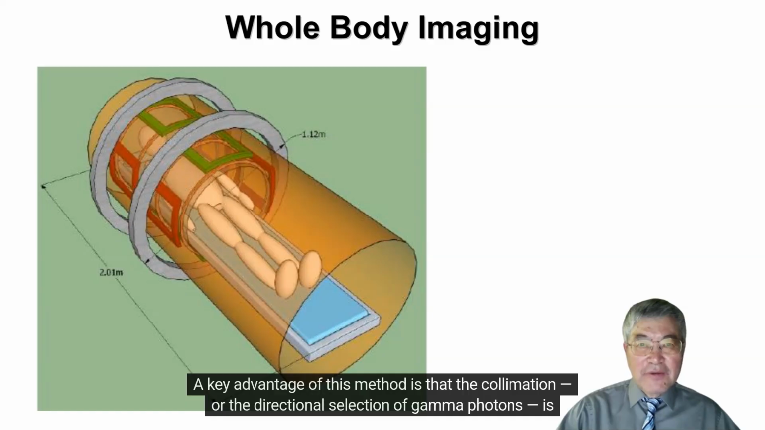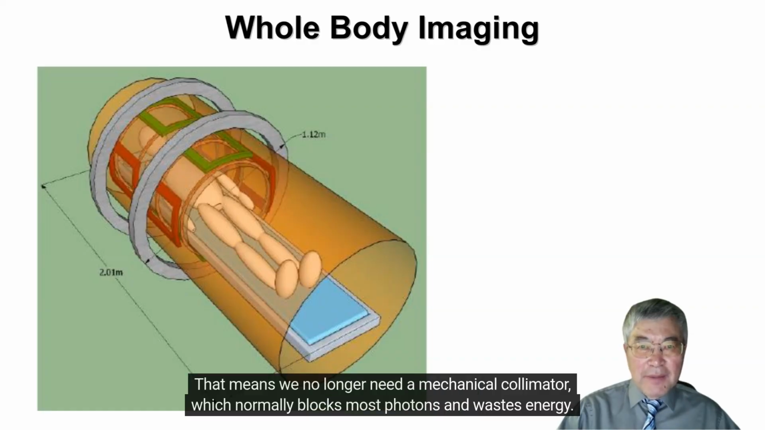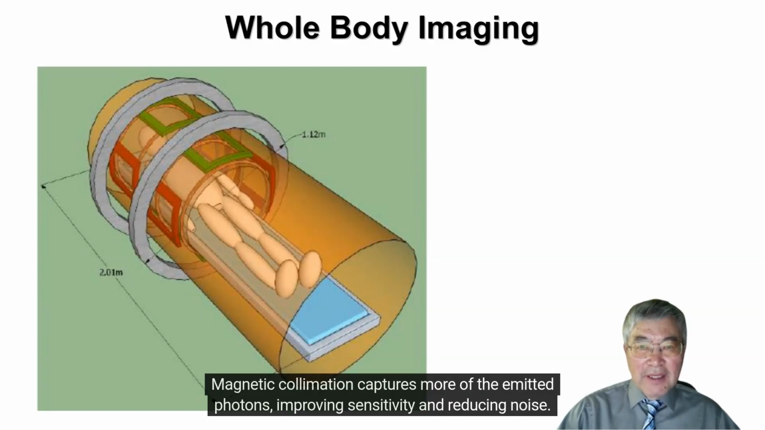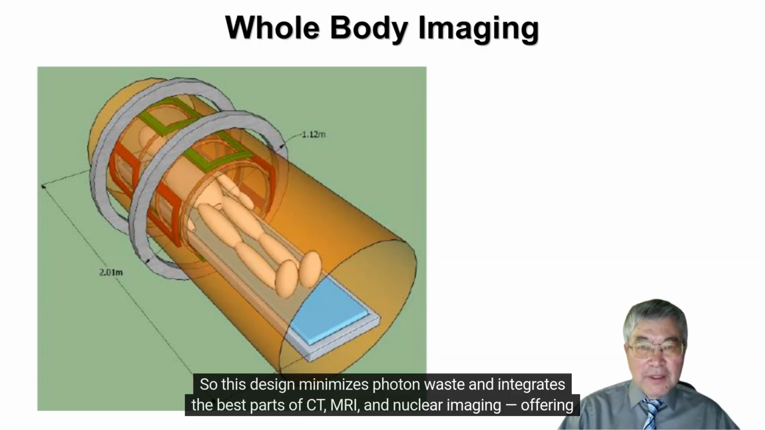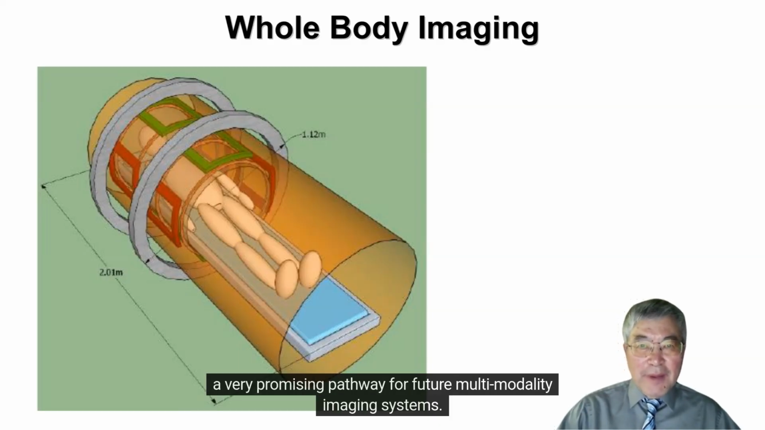A key advantage of this method is that the collimation, or the directional selection of gamma photons, is achieved magnetically. That means we no longer need a mechanical collimator which normally blocks most photons and wastes energy. Magnetic collimation captures more of the emitted photons, improving sensitivity and reducing noise. So this design minimizes photon waste and integrates the best parts of CT, MRI, and nuclear imaging, offering a very promising pathway for future multimodality imaging systems.